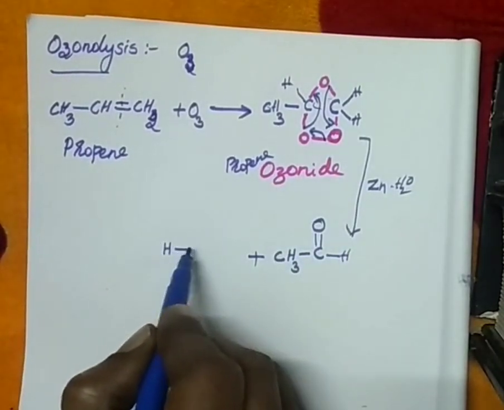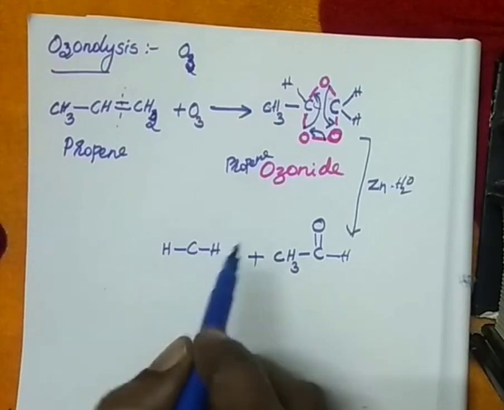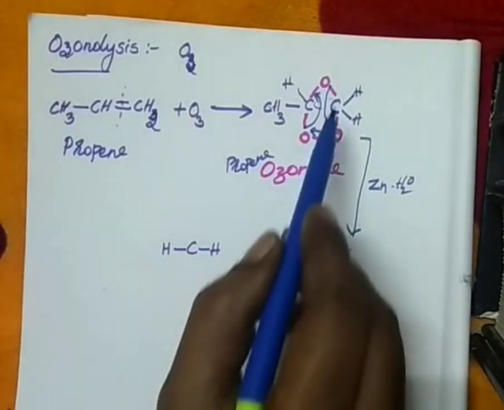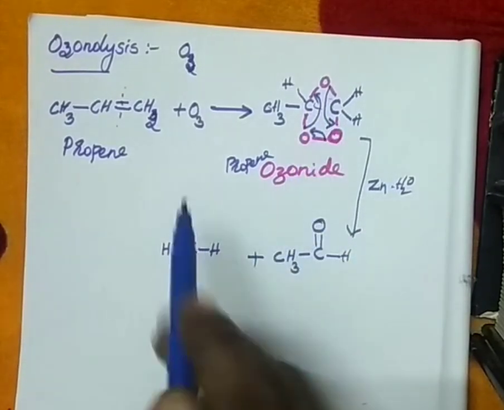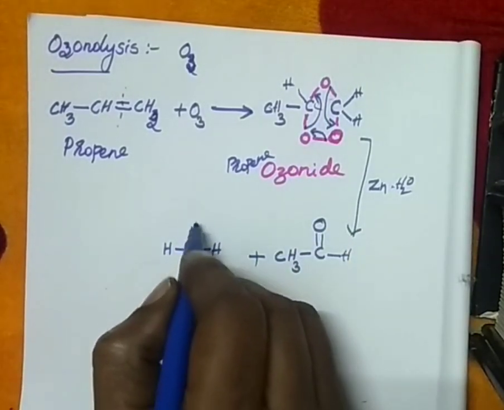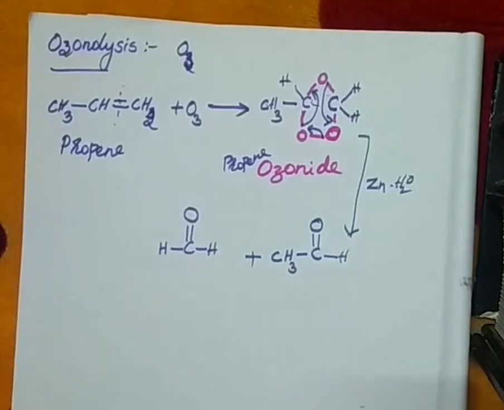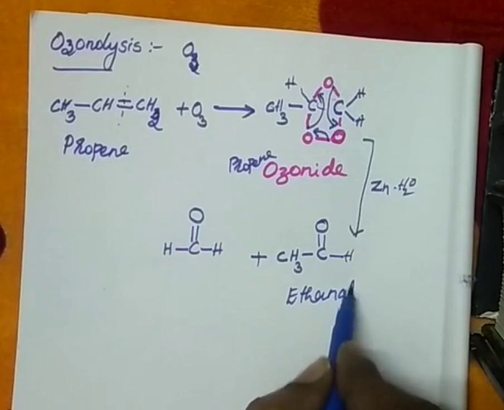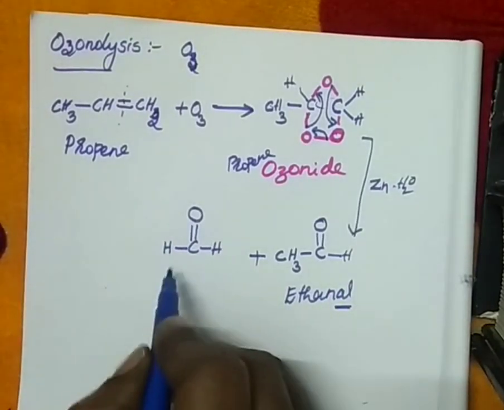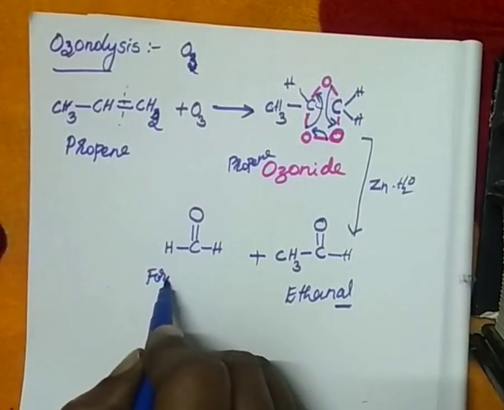Carbon having 2 hydrogens. Therefore, I am writing carbon with 2 hydrogens. And now this bond is broken and forms a pi bond with this O. Therefore, it will form this O. And this is called ethanal. Previously 'al', the 'al' ending. This is formaldehyde.